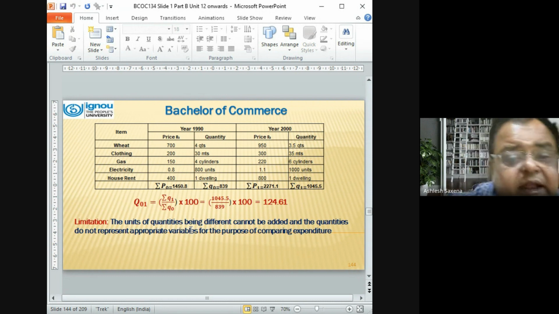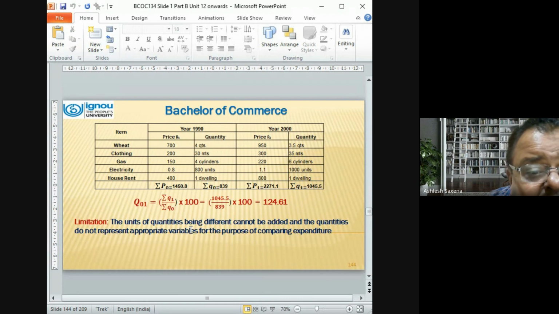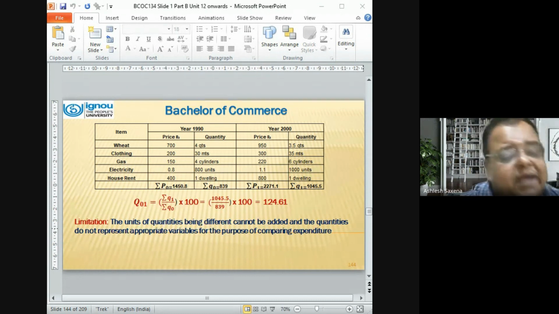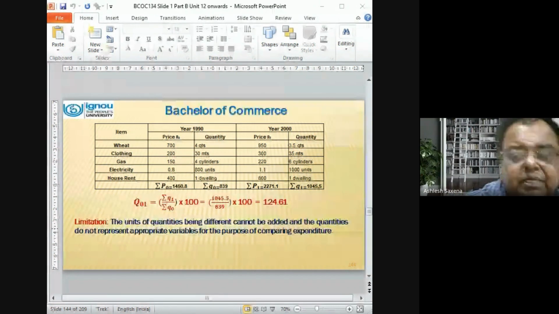Here you can see that if we talk in terms of quantity, for wheat it is in quintals, clothing is in meters, gas cylinder is in numbers. So we can say that it's very difficult to add, keeping all the values into consideration.